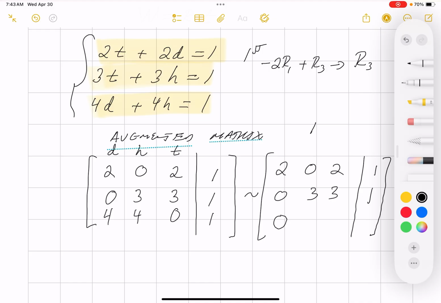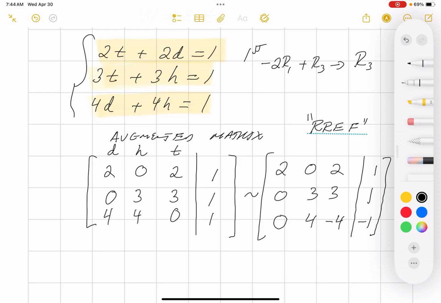My goal is to get what's known as reduced row echelon form. Okay. Let's see. Minus 2 times 0 is 0, plus 4 is 4. Minus 2 times 2 is minus 4, and minus 4 plus 0 is minus 4. Minus 2 times 1 is minus 2, and minus 2 plus 1 is minus 1.